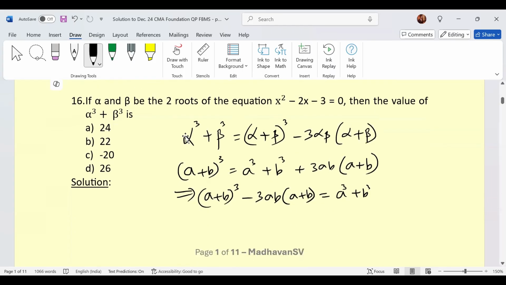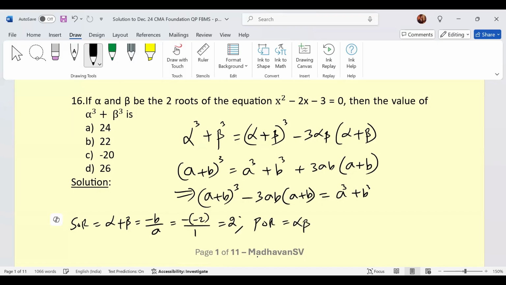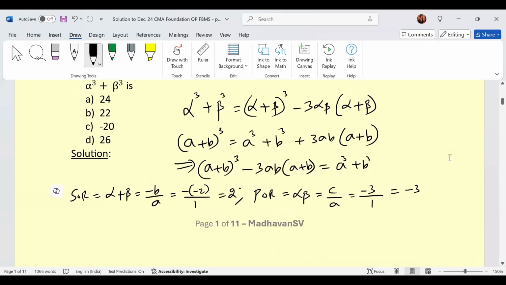So now they already gave us the roots. The sum of the roots is alpha plus beta, which is minus b by a. Here minus b is minus of minus 2, and a is 1, so you get 2. Then the product of the roots is alpha beta, and that is actually c by a. Here c is negative 3, a is 1, so you get minus 3. So now we can find out alpha cube plus beta cube.